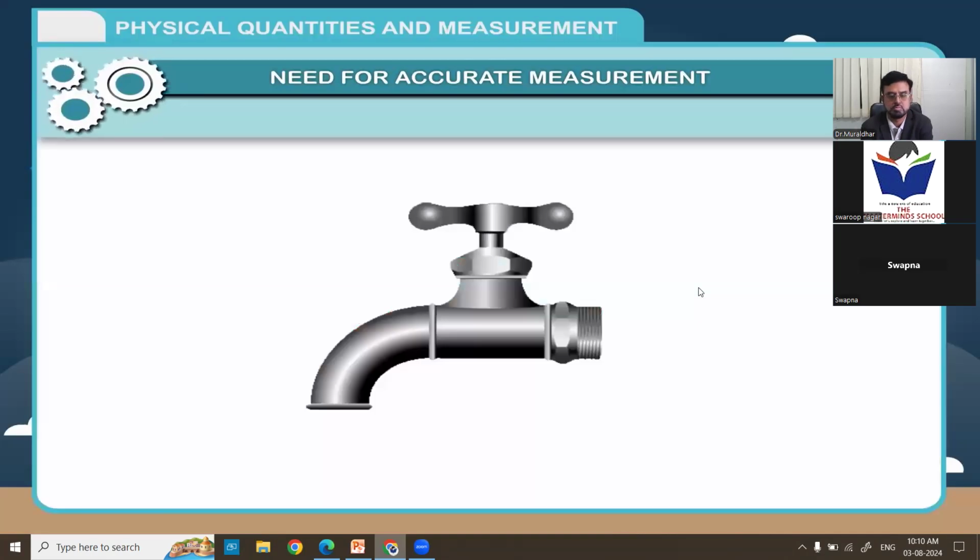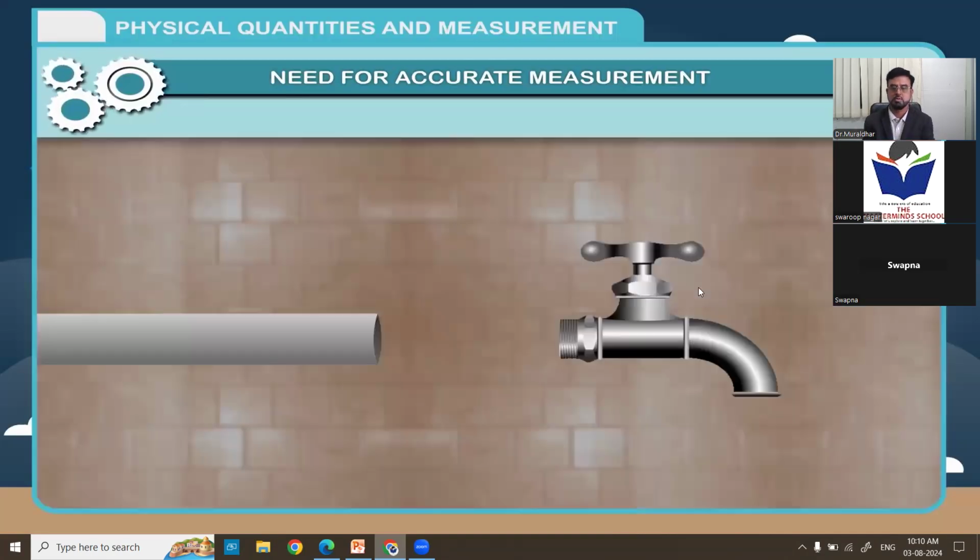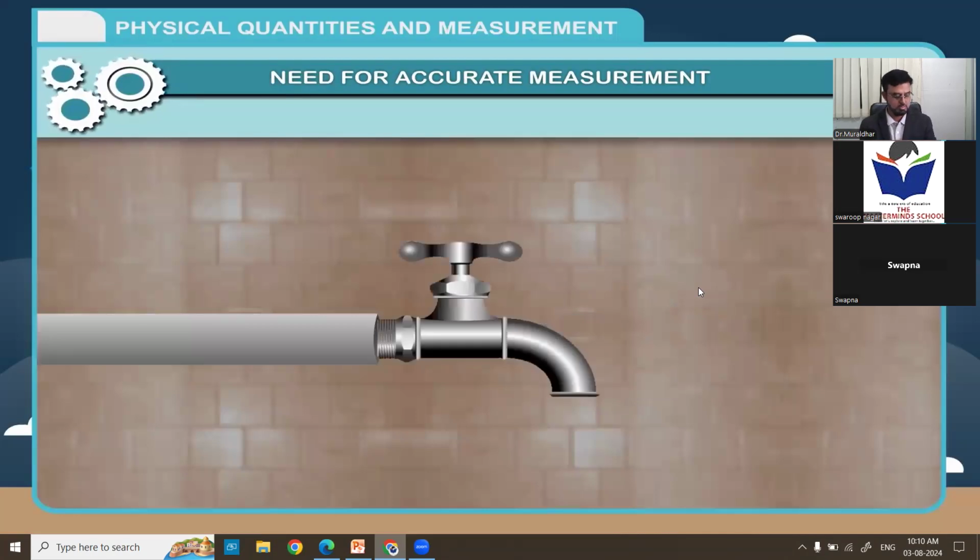The water tap you bring from the market fits into any pipe of its measurement. This could not have been possible without a control on the accuracy of measurements.